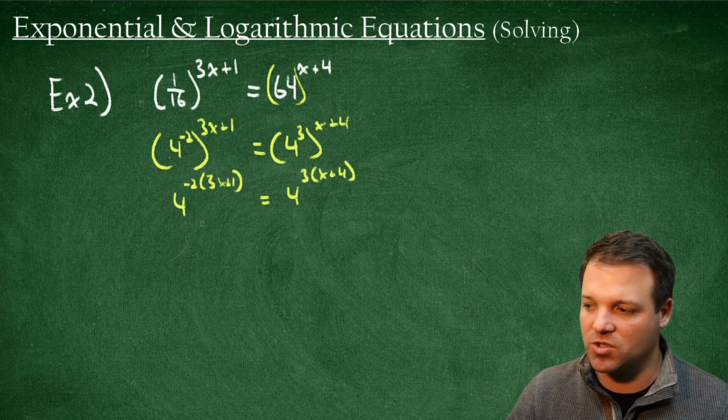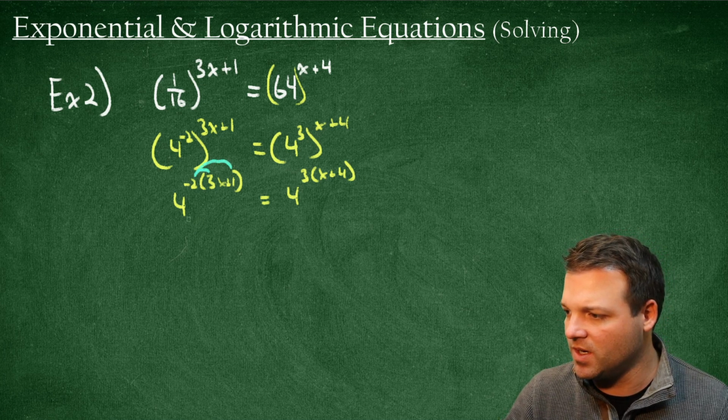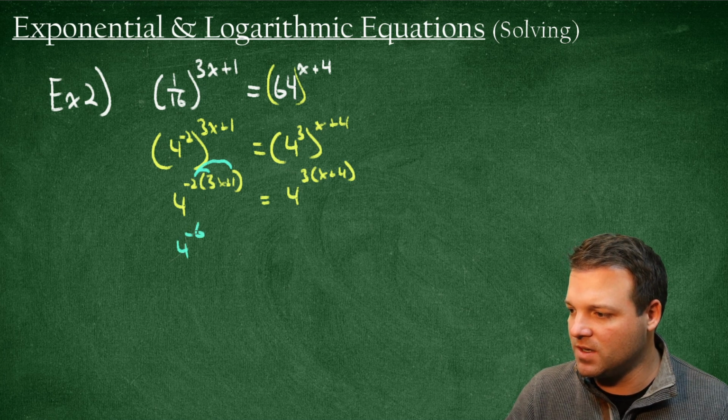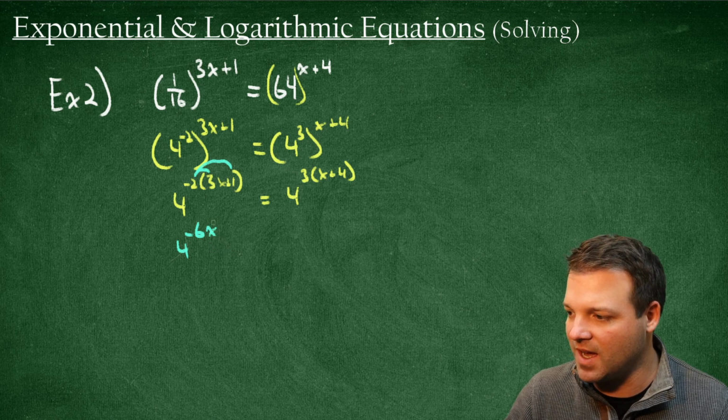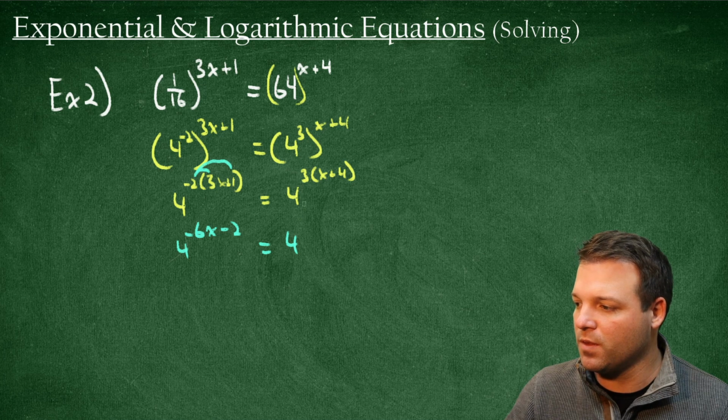So let's go ahead and actually distribute these now. I'm going to distribute that negative 2 in, which means that I have 4 to the negative 6x minus 2, I'm sorry, whoops, negative 6x minus 2 is equal to 4 to the 3x plus 12.